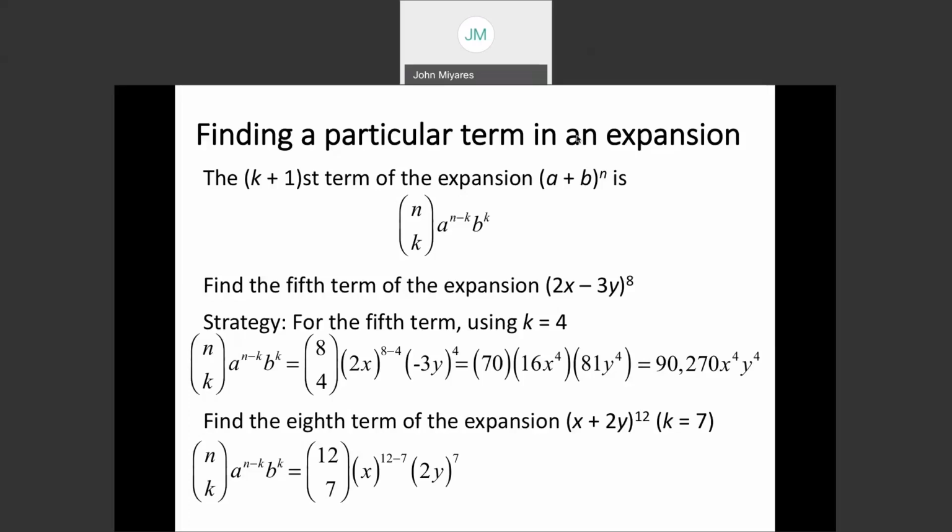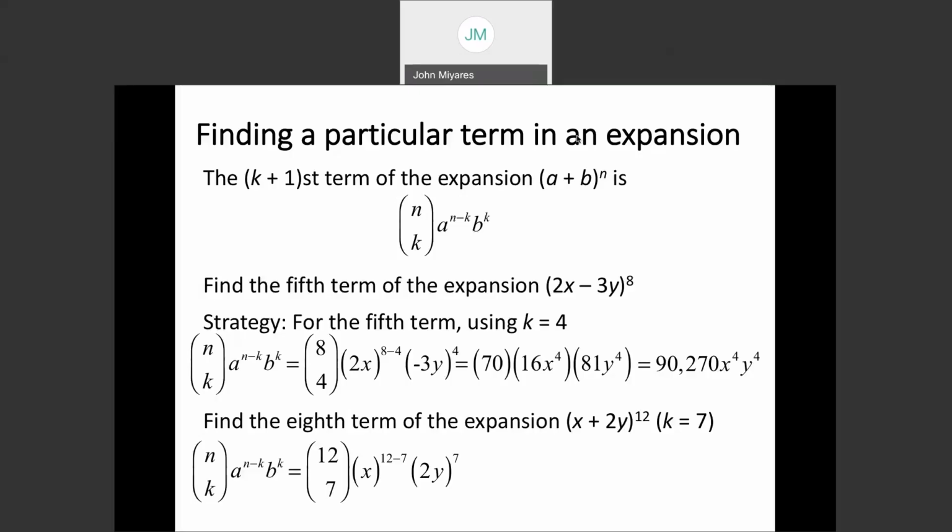We'll have an x to the 5th in it. For the powers of 2y, we would start at 0 and work our way up. So to get to the eighth term, I would have y to the 0, y to the first, y to the second, y to the third, y to the fourth, y to the fifth, y to the sixth, y to the seventh. So this expression, the eighth term, would have a 2y to the 7th power.